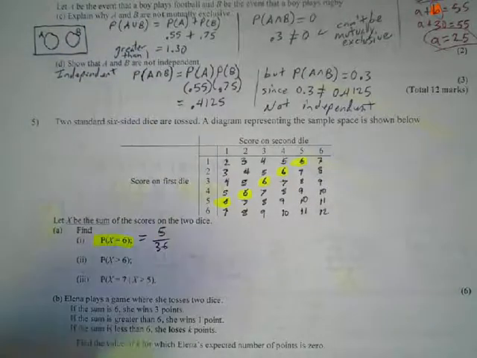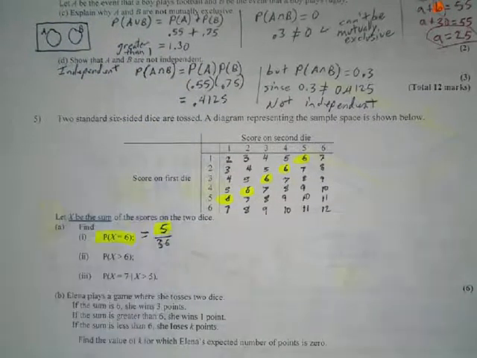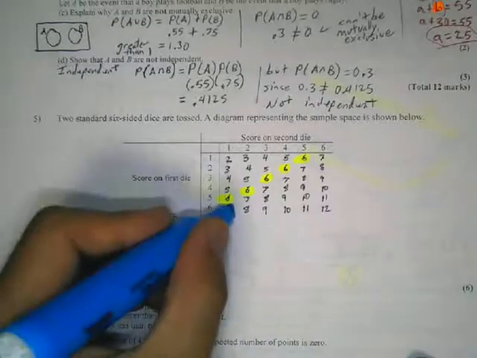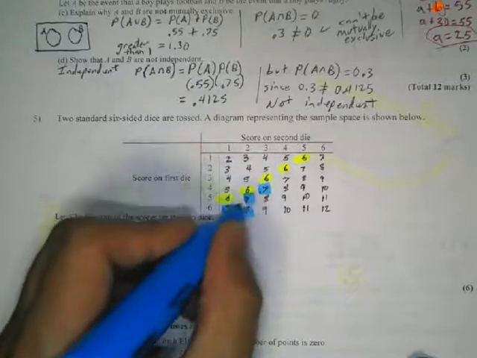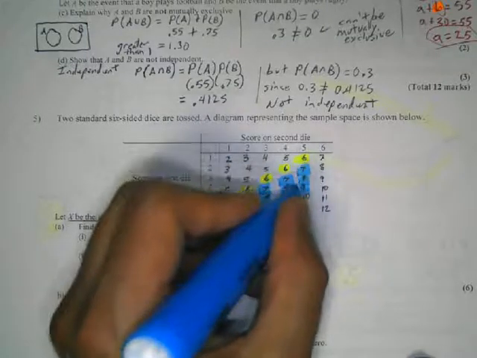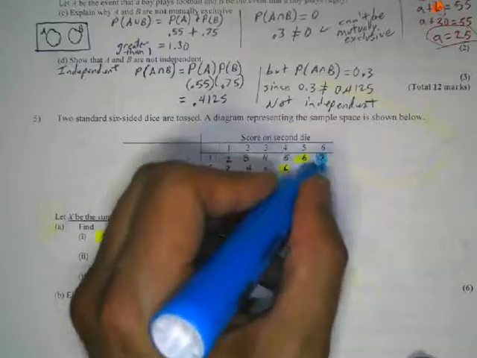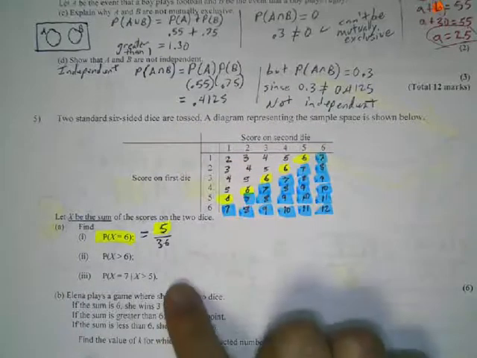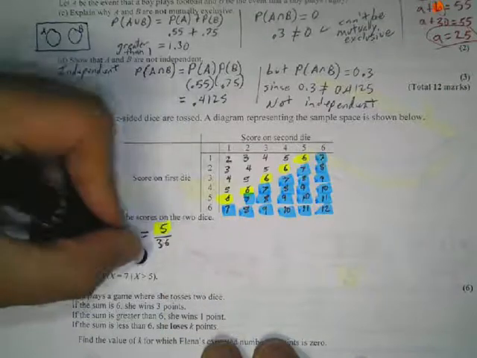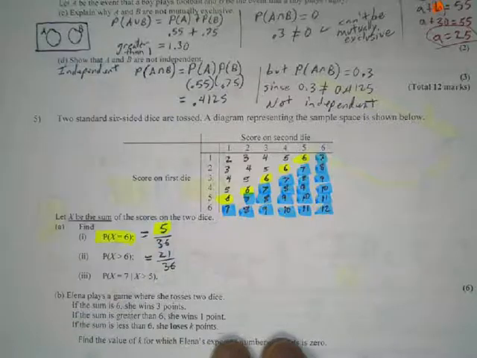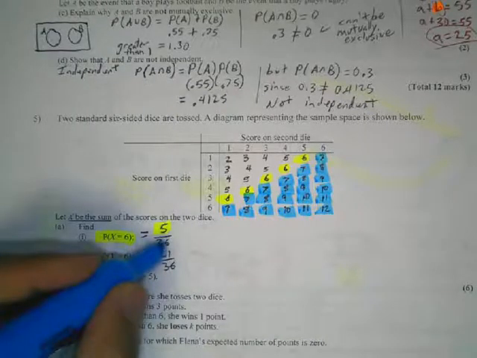Okay. What's the probability that it's greater than 6? So I'm going to add all these blue ones together. Okay, if I add all those blue ones together, we know that that's equal to 21 over 36.